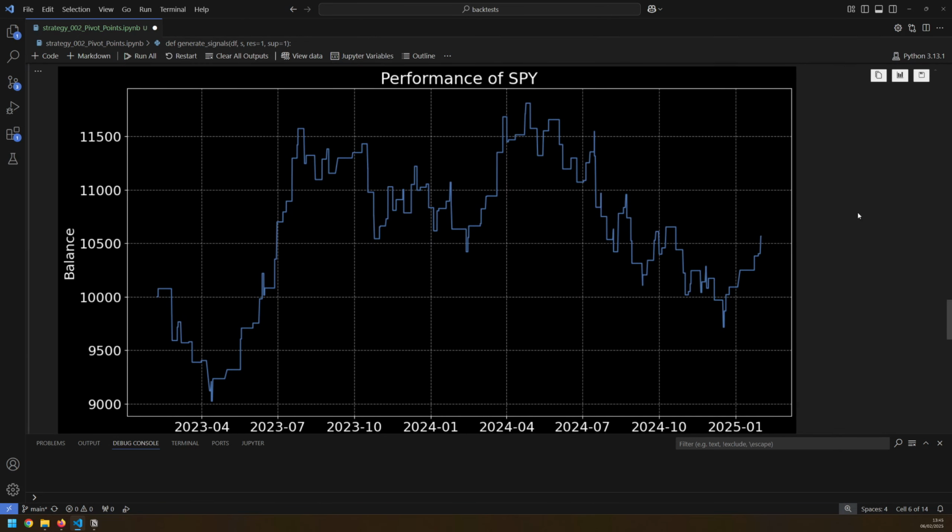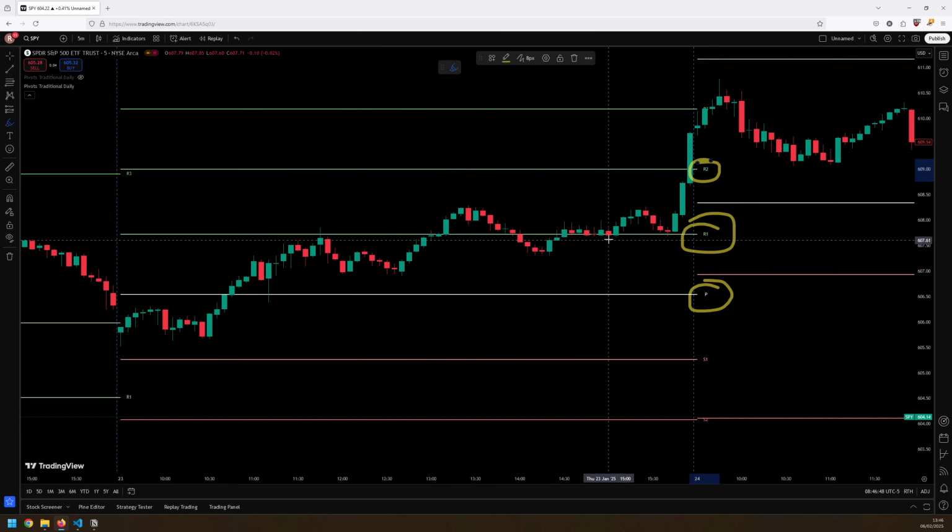So the default rules of entering at R1 and then putting a stop and a take profit either side doesn't seem to work very well at all. That's a little bit disappointing, but now I can tweak my stop loss and my take profit to different levels. If we go back onto the TradingView chart, I'm still always going to take long entries at the break of the R1 pivot, but I can be flexible with where I place my take profit and stop loss.